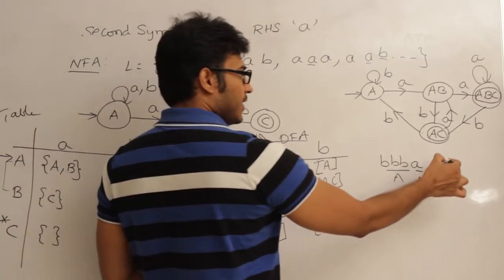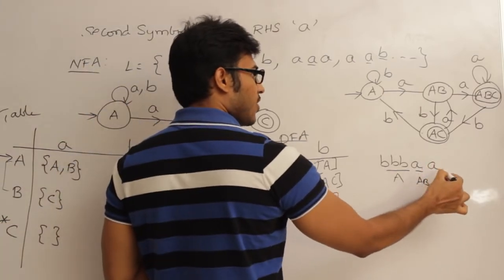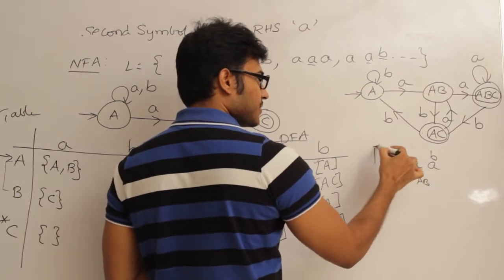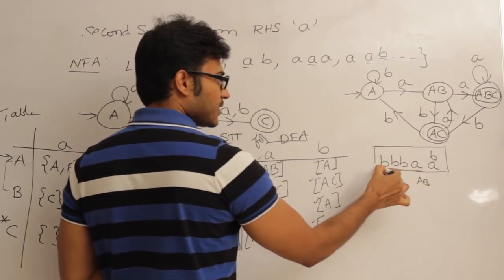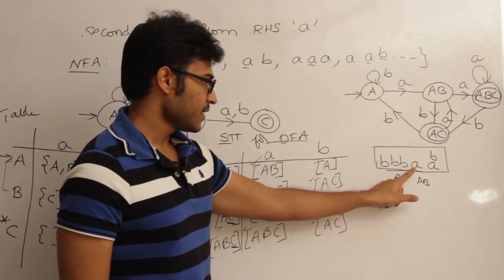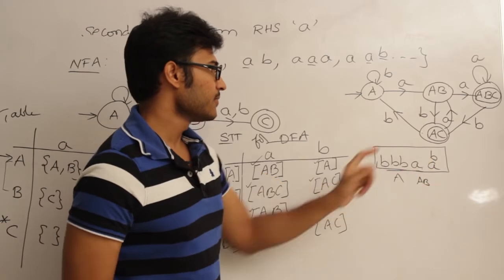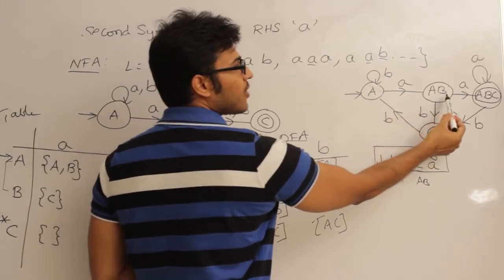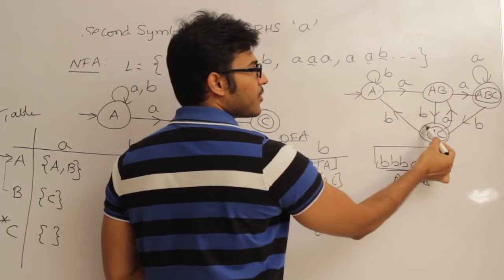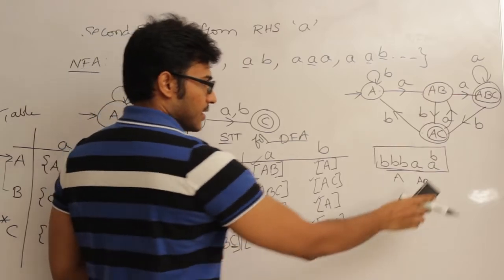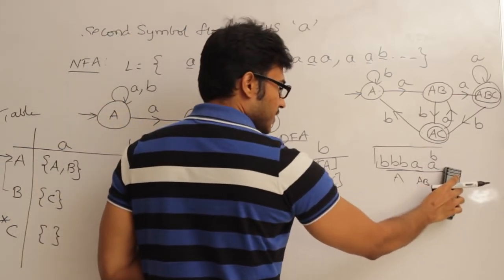Now, either the next symbol is A or the next symbol is B. If this is the entire string, I am going to accept it. Any number of B's in the beginning, the second last symbol is A, and the last symbol can be A or B. I am going to accept that, right? But there are many cases to consider here.